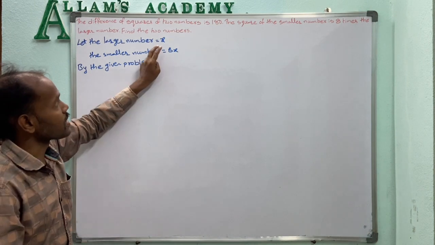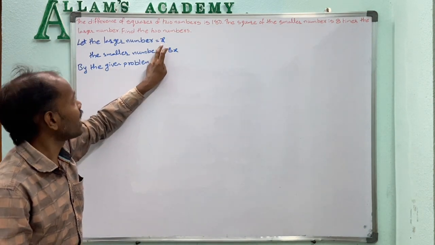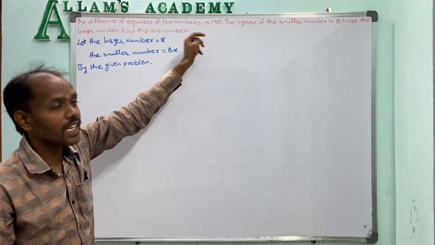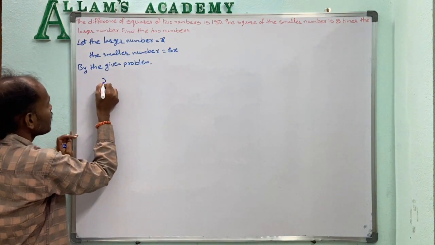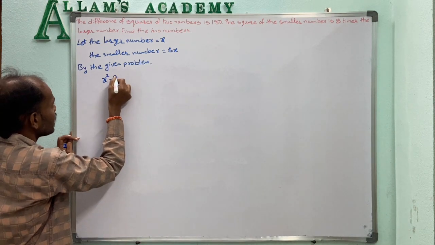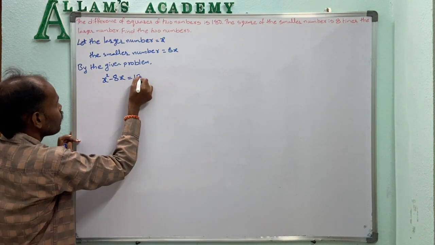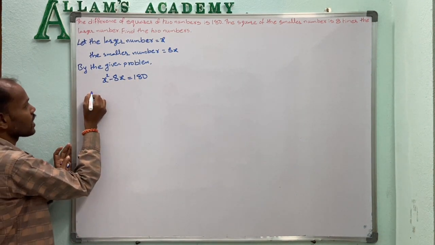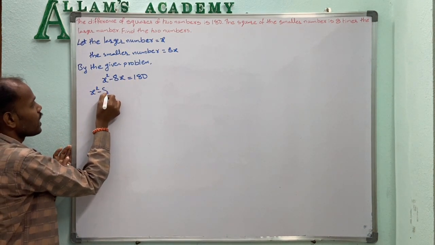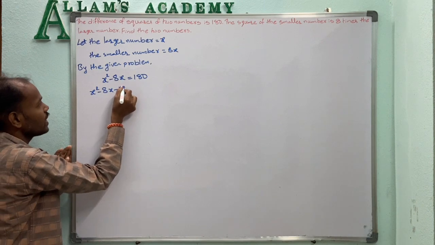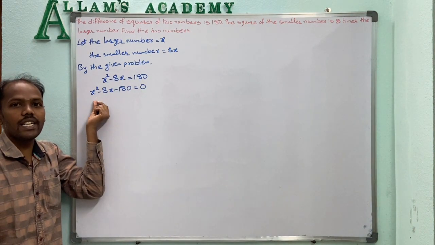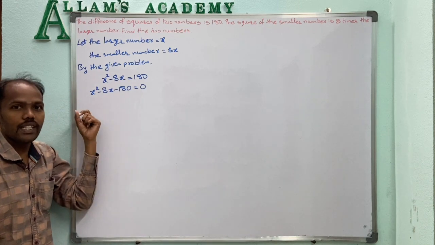now the square of the larger number and 8 times that number, their difference is 180. That means we can write it as x square minus 8x equal to 180. Now transferring this 180 to this side, x square minus 8x minus 180 equal to 0. Now we get the quadratic equation x square minus 8x minus 180 equal to 0.